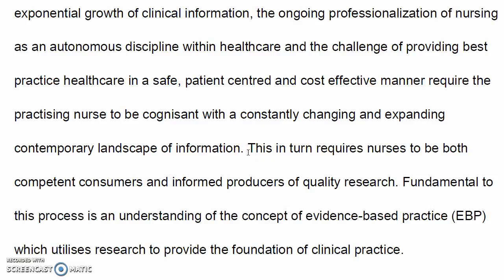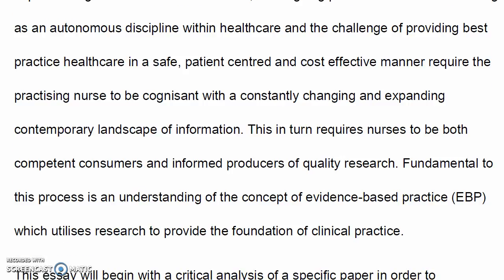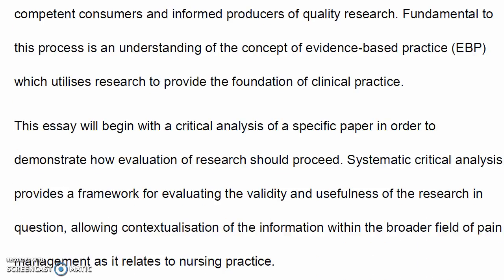Down here he says this in turn requires the nurse to be both competent consumers and informed producers of quality research. Fundamental to this process is an understanding of the concept of evidence-based practice, which utilizes research to provide the foundation of clinical practice. So this is all introduction still. You will need to do some sort of introduction. Now this is a pretty developed introduction. You'll see in the next paragraph here, this is where he actually introduces the paper, and this is what we mainly see in pass and credit papers. This is a distinction paper.